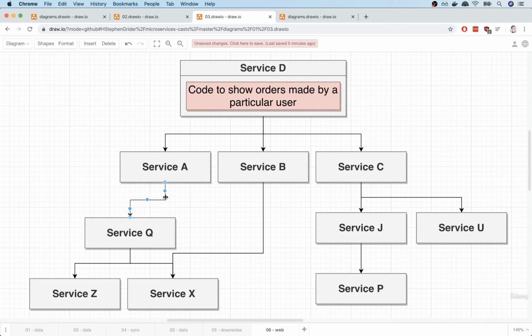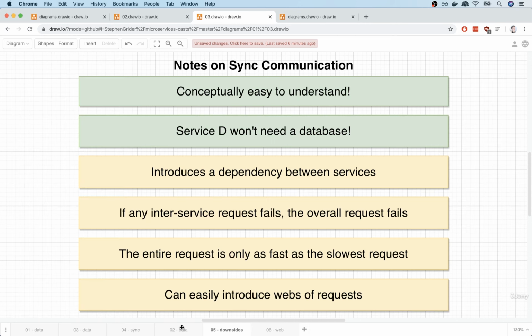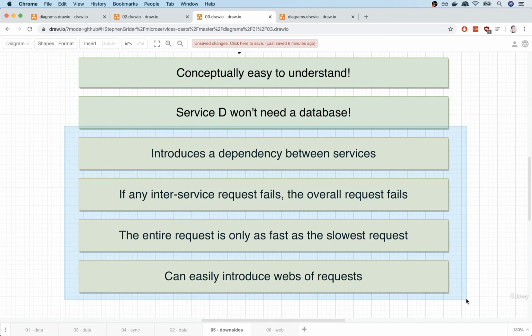And once again, if any of these things go wrong, like if that fails right there, or if that fails right there, well, all of a sudden, the entire overall request fails as well. And once again, we're only as fast as the slowest operation. So in practice, sync communication, well, there's some definite upsides, but there are some gigantic operational downsides as well.